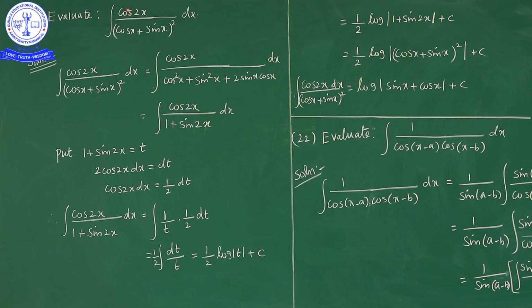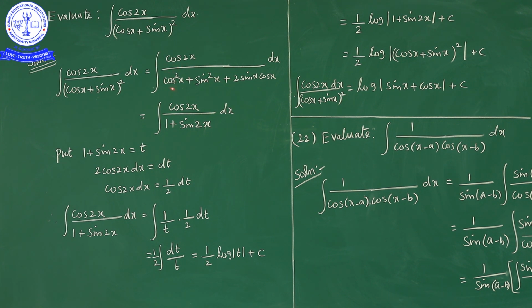Next question, integration of cos 2x upon (cos x plus sin x) whole square. Now, I will expand the denominator. The denominator is of the form (a plus b) whole square. (a plus b) whole square is a square plus b square plus 2ab. So, (cos x plus sin x) whole square expands to cos square x plus sin square x plus 2 cos x into sin x in the denominator.